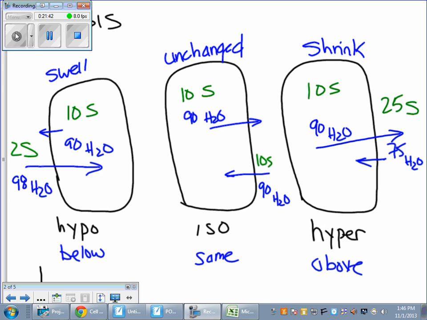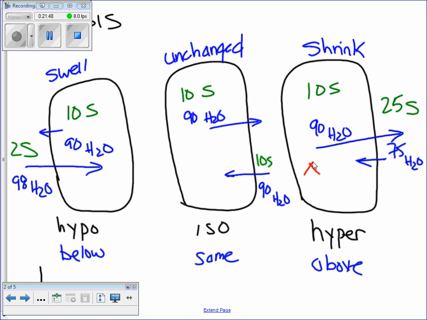which is going to bind up less water than 25% solute. This is going to have higher water potential because it has less solute. This is going to have lower water potential because it's got more solute. They're inversely proportional. Therefore, water always moves from high water potential to low water potential, which supports the idea that water is going to leave the cell and it's going to shrink.